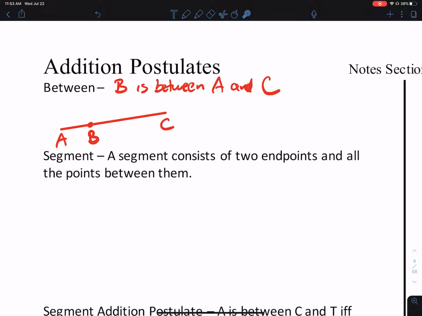Here's what it does not mean. Between does not mean a midpoint. This does not guarantee that this point is halfway between A and C. It does not mean that. It means it's between.